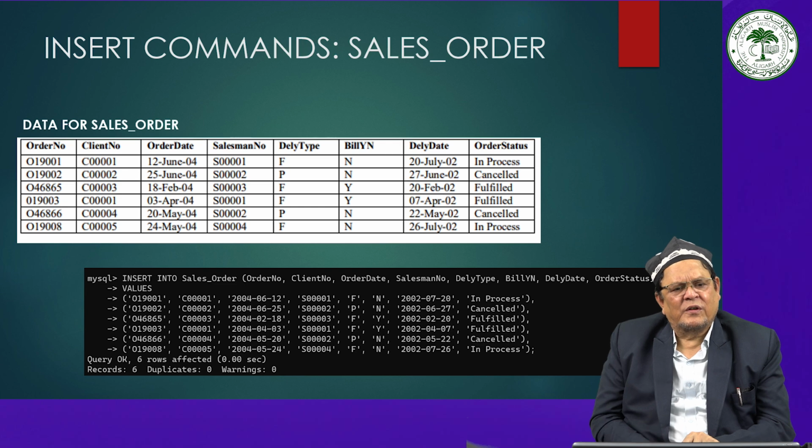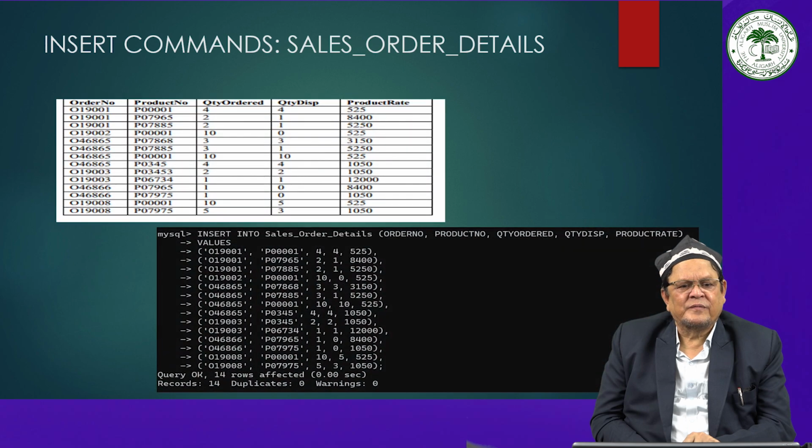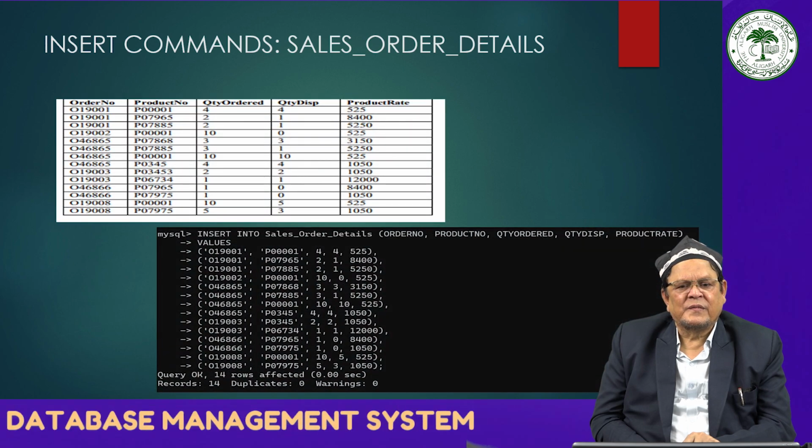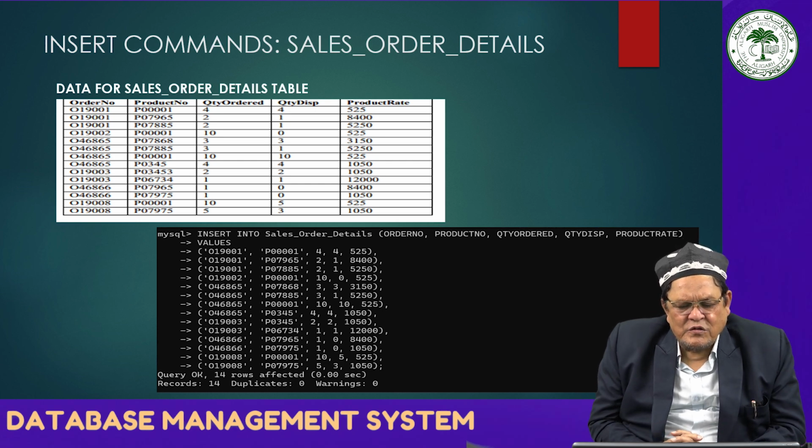Data for sales order. Insert command for sales order details. The data for the sales order details table is order number, product number, quantity ordered, quantity displayed, and product rate, which I have to give.